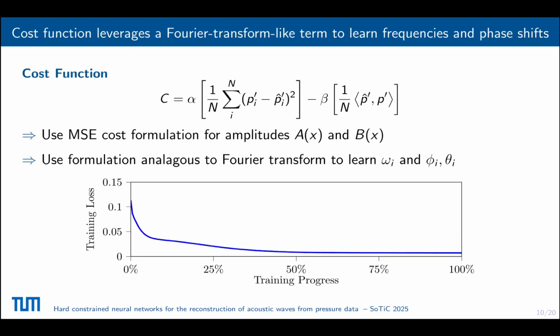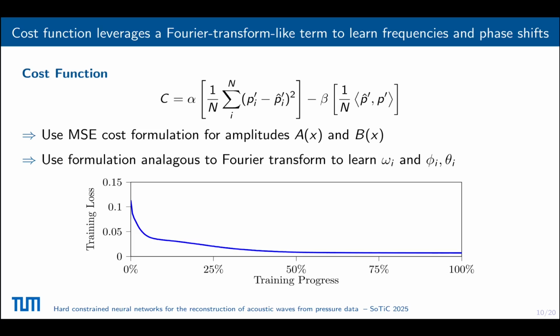So in terms of a cost function or a loss function that we need to adapt the weights of each neural network, we leverage a Fourier-like transform, which allows us to learn frequencies and phase shifts more efficiently. So basically, we use a mean squared error cost formulation that allows us to mainly learn this spatial dependency of the amplitude, so A of x and B of x. This is the first part in the loss function, which is scaled by some coefficient alpha. And then we use a formulation, as I said already, analogous to the Fourier transform, which allows us to learn the frequencies omega i, as well as phase shifts phi i and theta i more efficiently.